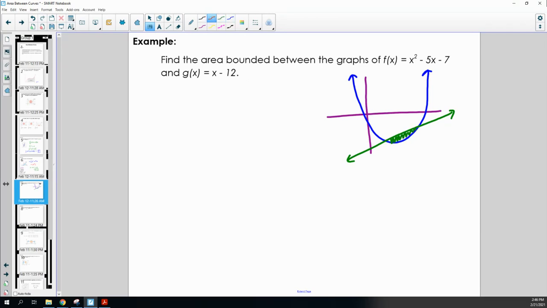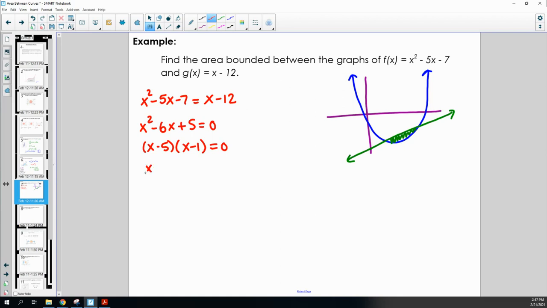So to figure out where they're intersecting, we need to set them equal to each other and find out what x values and y values that would give us. So let's take the first function, x squared minus 5x minus 7, and set it equal to the second function, x minus 12. So we want to solve this, and we need to bring everything to one side. Since we have a quadratic, I'll have x squared minus 6x plus 5 equals 0. And now we're going to factor this. So this is going to give me x minus 5 and x minus 1.